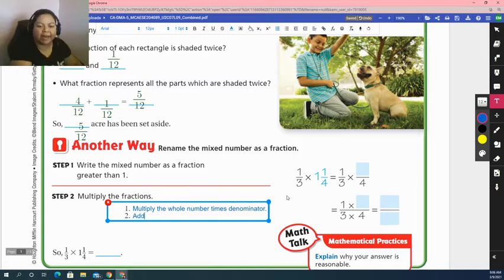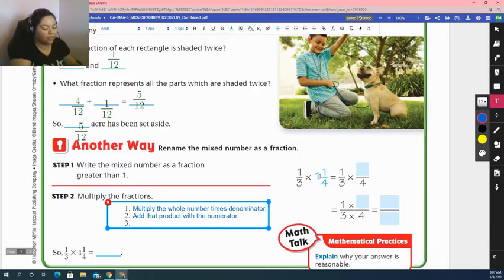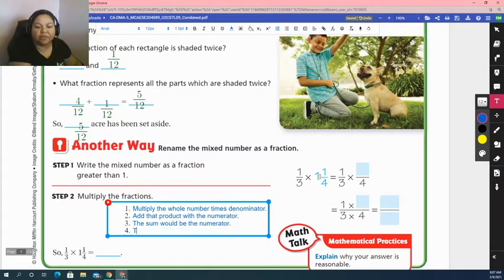And then I'm going to add that product with the numerator. So 1 times 4 is 4, plus 1 is 5. So after you add it, the sum would be the numerator of your fraction greater than 1, and then the denominator stays the same.